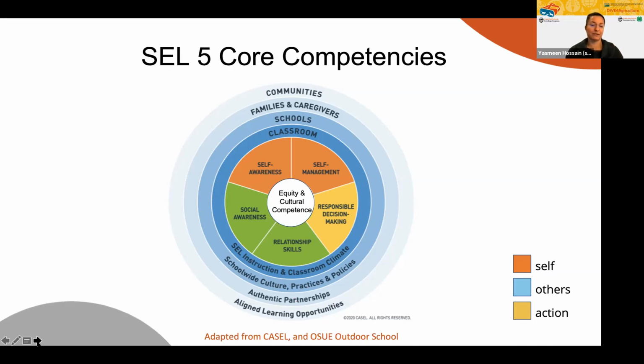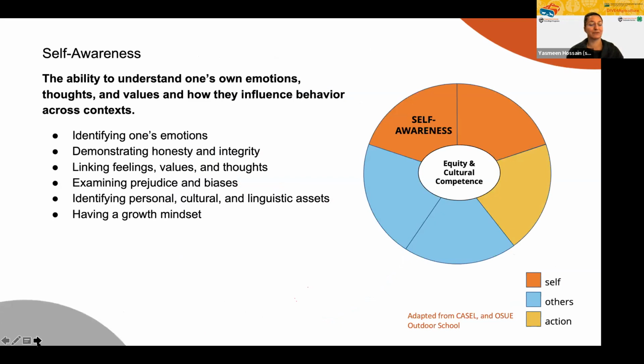So let's go through these 5 competencies. Next slide, please. First one, self-awareness. It's orange, so it's about the self. Can be described as the ability to understand one's own emotions, thoughts, and values, and how they influence behavior across contexts. So some of the strategies here are identifying one's emotions, demonstrating honesty and integrity, linking feelings, values, and thoughts, examining prejudice and biases, and identifying personal, cultural, and linguistic assets, and having that growth mindset.